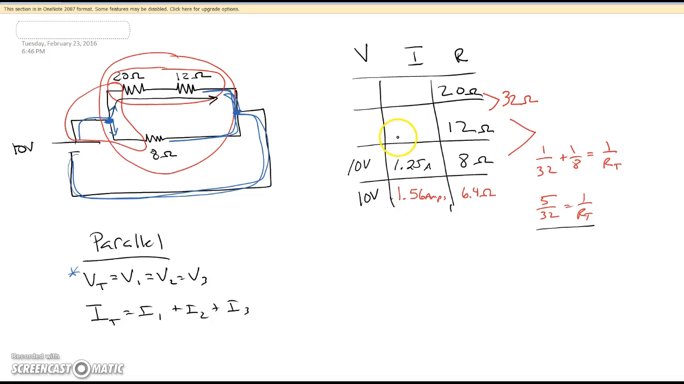Well, these two are in series. And in series, we know current is the same. So now we're almost done. We have 2 open boxes left. That's 6.2 volts. Then 0.31 times 12 ohms gives us 3.72 volts. Again, not exactly adding up to 10 because of rounding, but very close. And we know that these two should add up to about 10 volts.